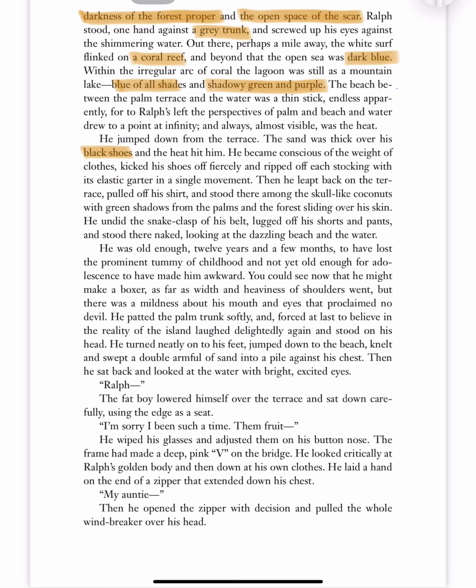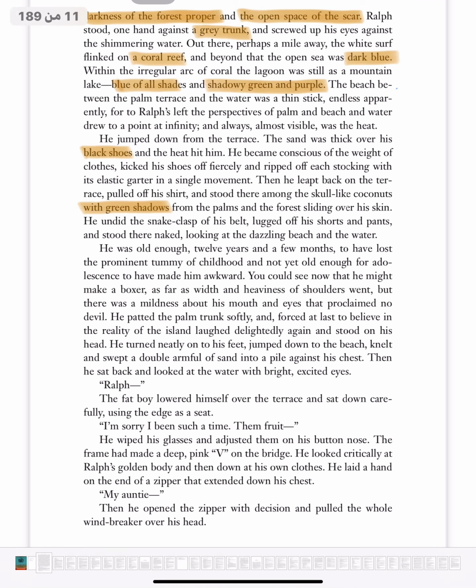Also there is a reference to additional colors with different parts of the plants and the shore, when he said "blue of all shades and shadowy green and purple. The beach between the palm terrace and the water was a thin, endless, apparently endless line." The full description of this site is important. Why? Because the narrator wants us to imagine the place in which the major events are going to happen at the beginning of the novel, when the other boys arrive.